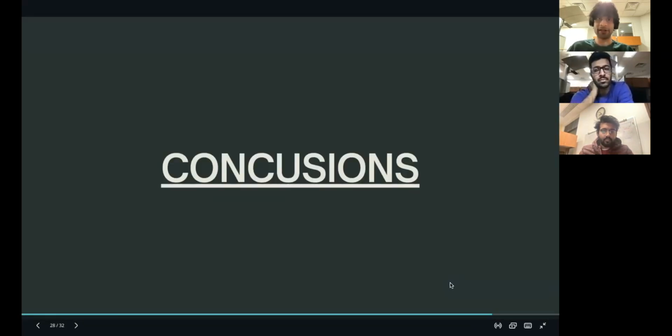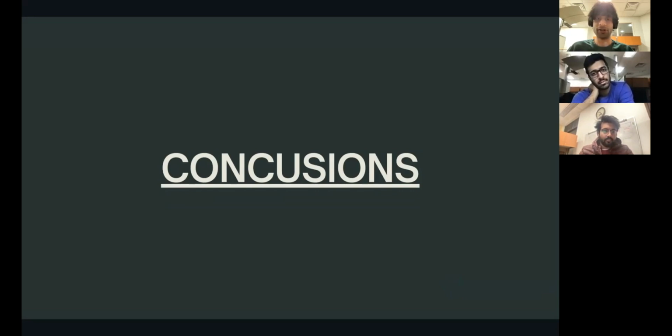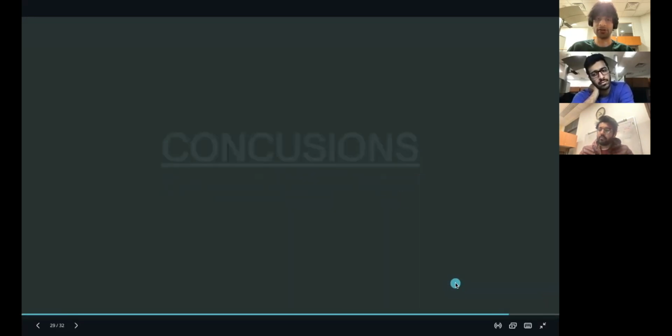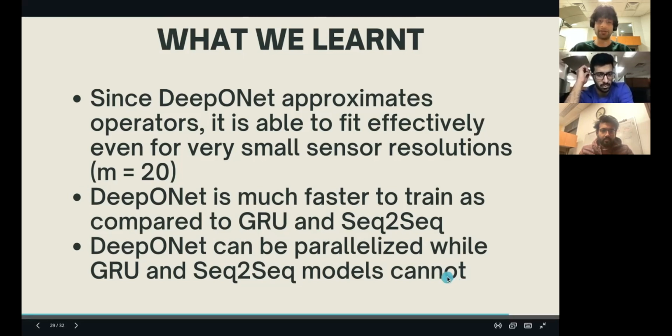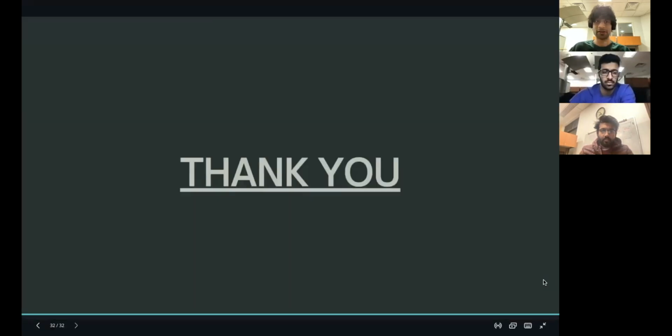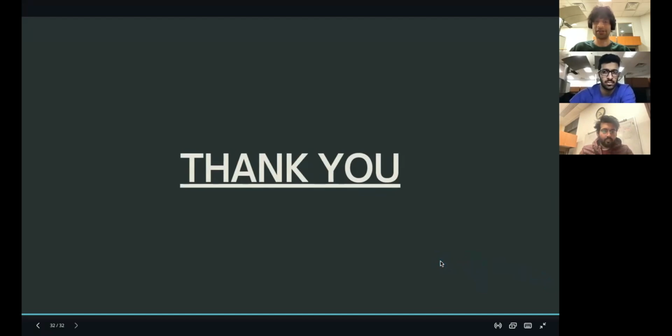So based on these experiments and the plots that we just showed, we can draw certain conclusions. The first massive takeaway is that since the DeepONet approximates operators and is not a functional approximator, it is able to fit the truth curve even for very small sensor resolutions, as we saw in the case of just 20. The DeepONet is much faster to train as compared to GRU and sequence-to-sequence. And this is because the DeepONet can be parallelized easily when compared to the GRU and sequence-to-sequence models. That ends our video presentation of our project.